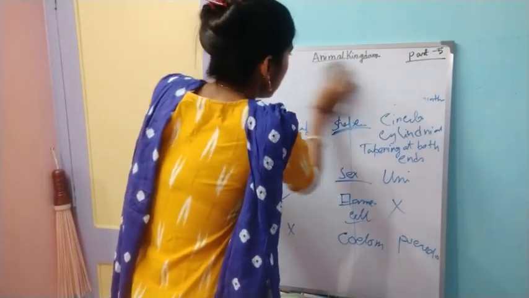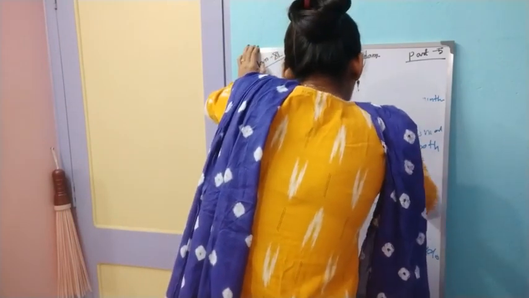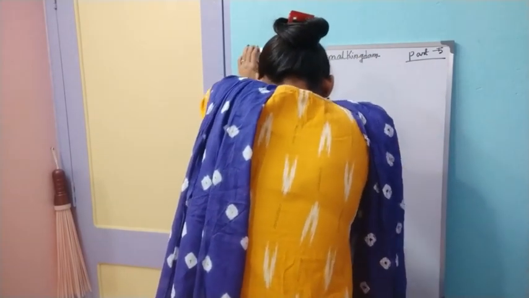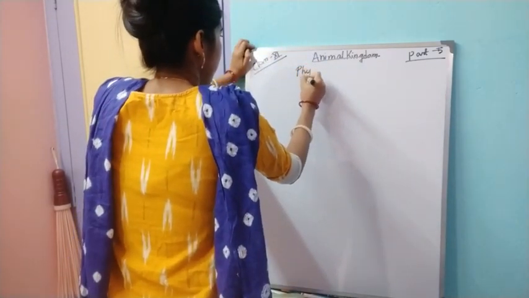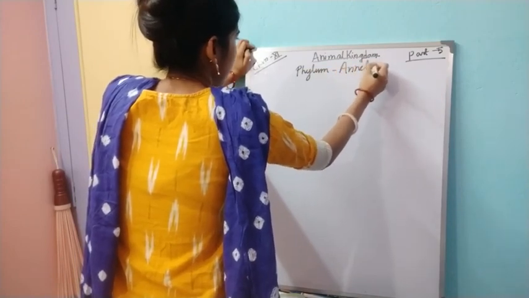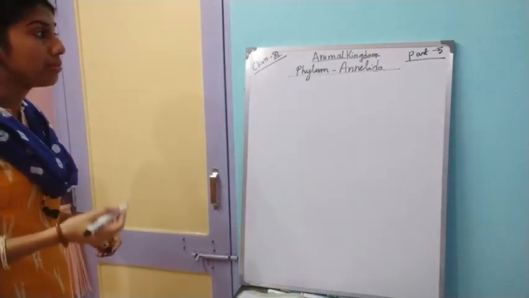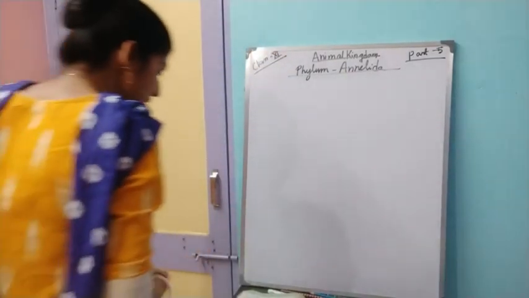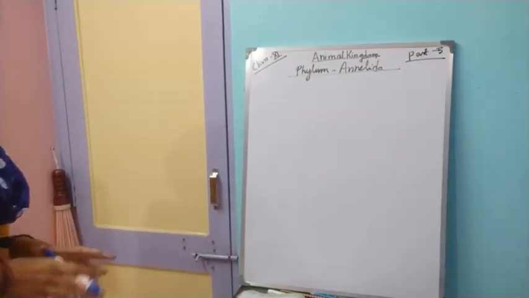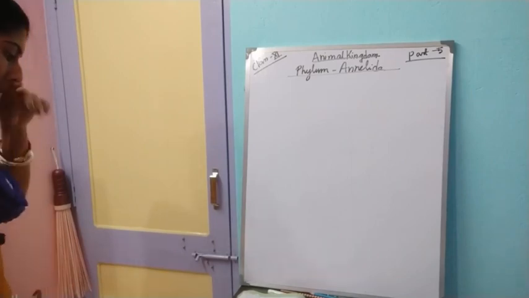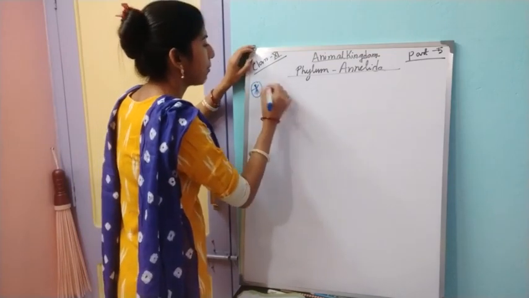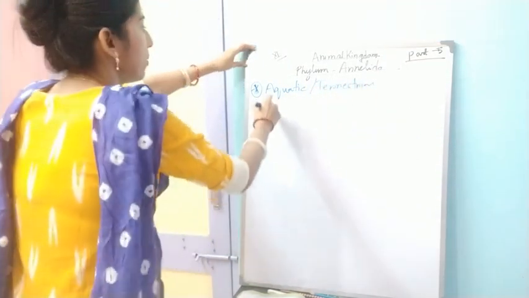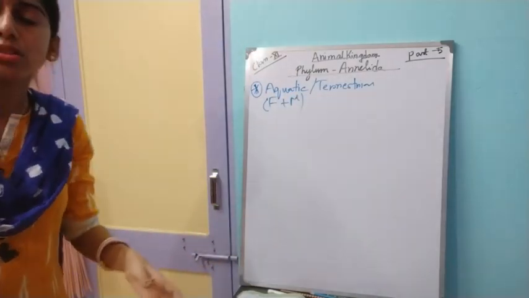Now next we will read about the next phylum, which is called Annelida. The name Annelida suggests that it came from annulus, or ring. Some ring-like structures are present in the body of the group Annelida. So annulus means ring. Now first we will see the habitat of the group Annelida. They may be aquatic or terrestrial. Aquatic means both fresh water and marine. They are found in fresh water and also in marine water.